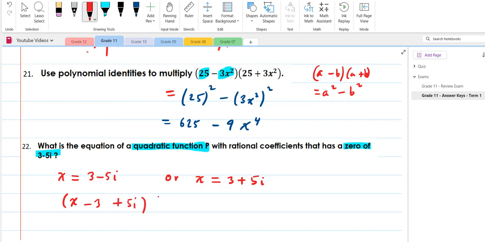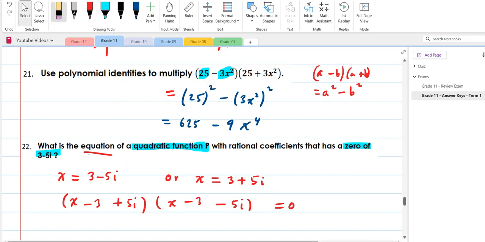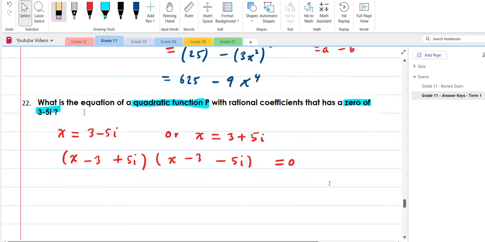And this one is bringing the 3 over and bringing the 5 over, you get minus 5i, and make it equal to 0 because we want to find the quadratic equation. Since we want to find the equation, that's the reason why we say it is equal to 0. If we want a function, then we just don't say equal to 0. This is the quadratic.